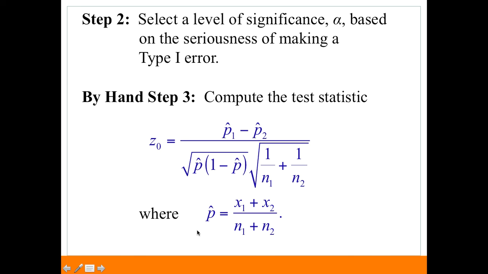n2. And p hat, this value right here, is found by taking the number of successes in each of our groups and dividing by the number in the sample in each of our groups. So we take total successes over total sample size. This is our pooled estimator. So we have to calculate this first, and then we have to use our formula up here to calculate the z-statistic.